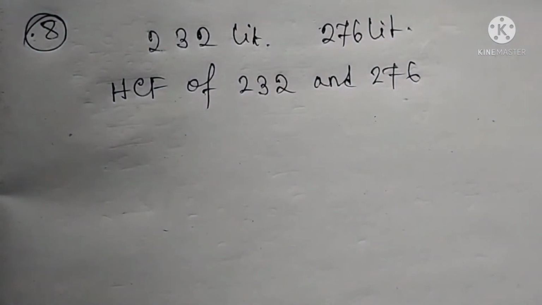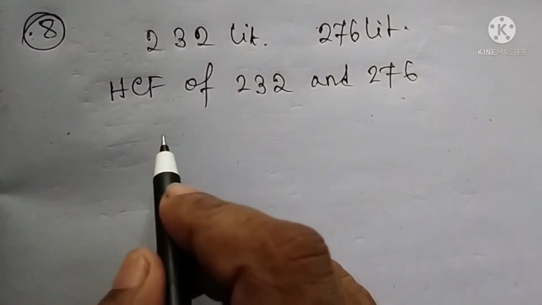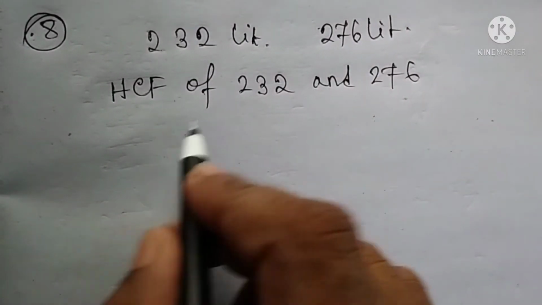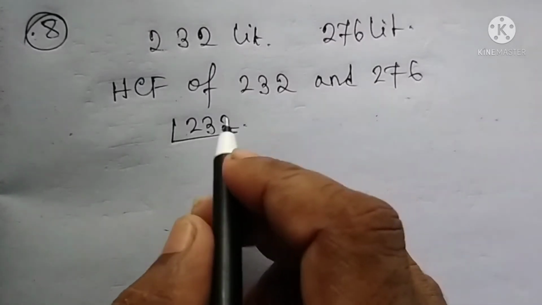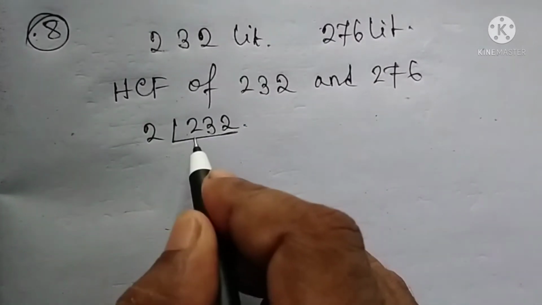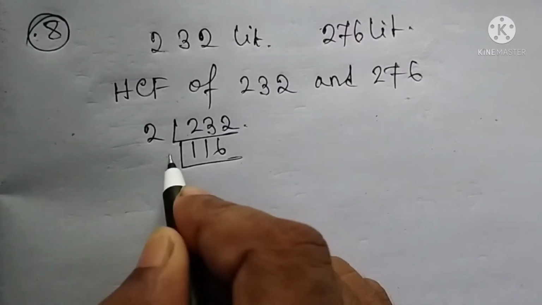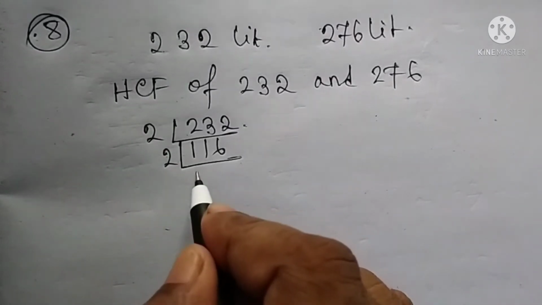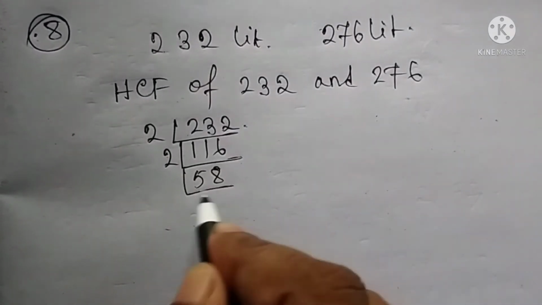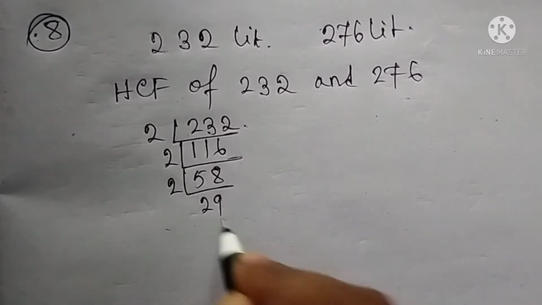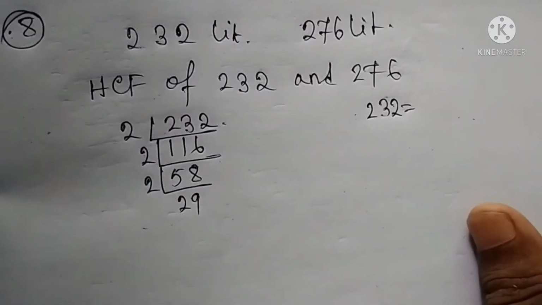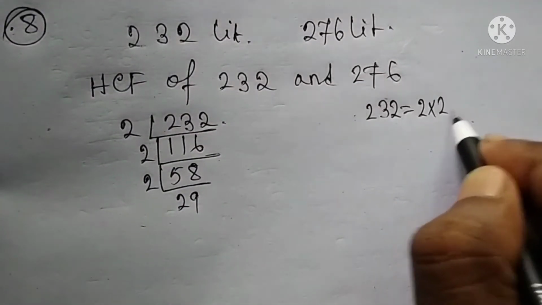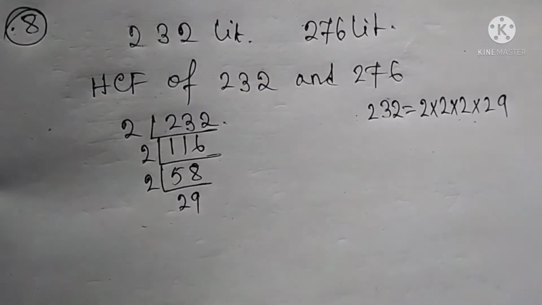So how to find the HCF? We know the process to find the HCF. Just try to find the factors of 232. It's divisible by 2, 116. Again it's divisible by 2, 58. Again divisible by 2, 29. Now the factors of 232 are 2 into 2 into 2 into 29.